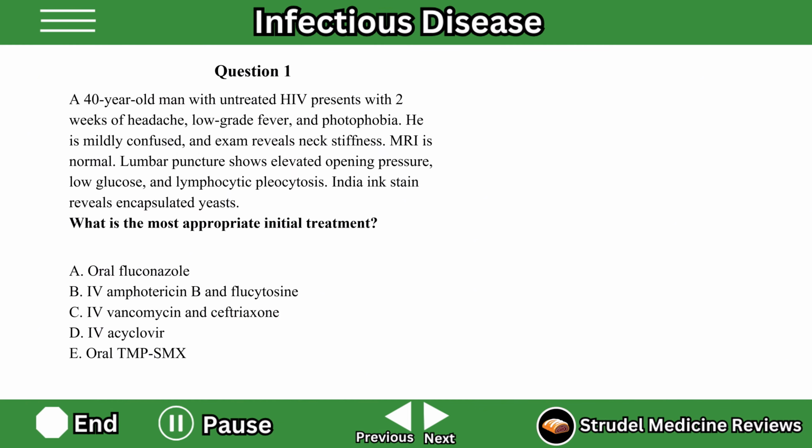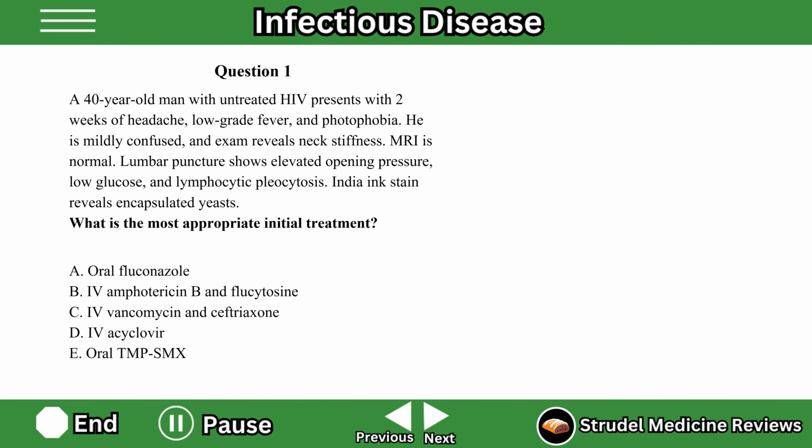Is it A, oral fluconazole, B, IV amphotericin B and flucytosine, C, IV vancomycin and ceftriaxone, D, IV acyclovir, or E, oral TMP-SMX or Bactrim? So what are we thinking here?